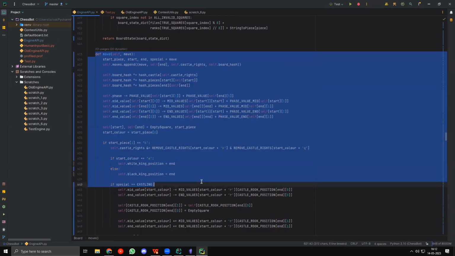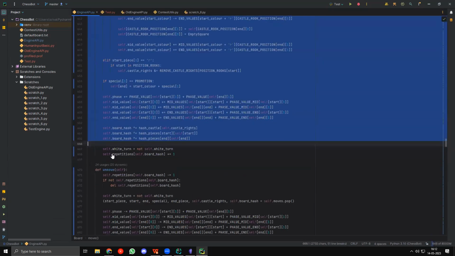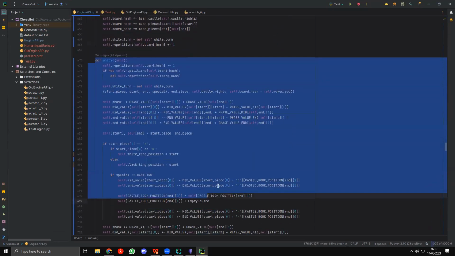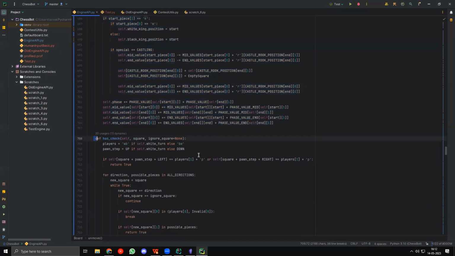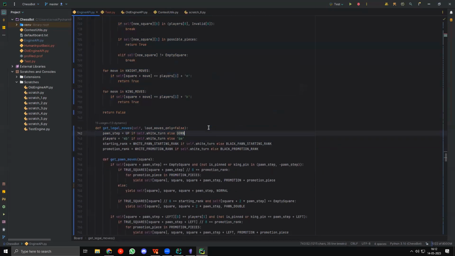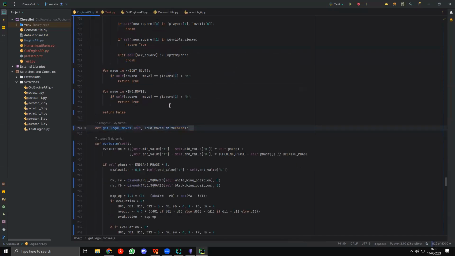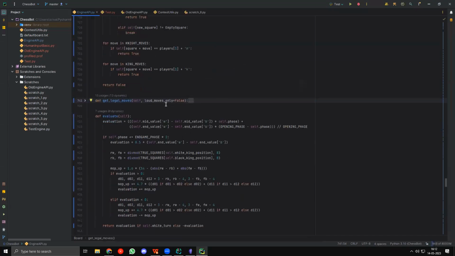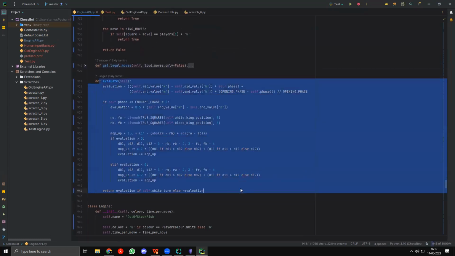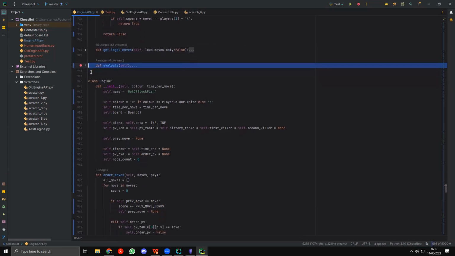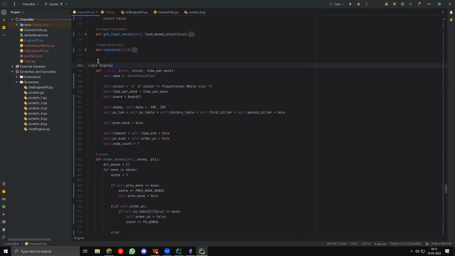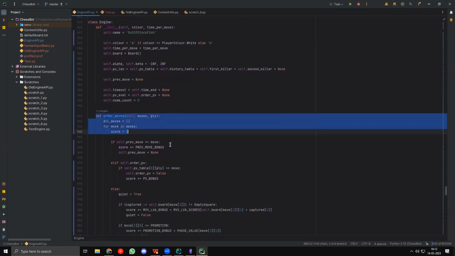Then I have move, it makes a move. Then I can unmove that. If I made a move, I can remove that move. This checks if there's a check. This gets all the legal moves. This entire 150 line code gets all the legal moves. This is the evaluation, like position evaluation. And this is the engine part, the actual engine. That was entirely the board part. So here I have move ordering and stuff.